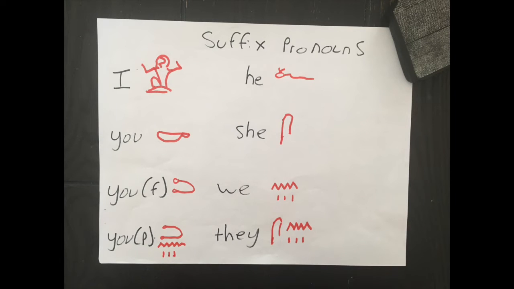Another thing to review is the suffix pronouns. So we've talked a lot about these: I, you, feminine, plural, he, she, we, and they. Absolute words you want to memorize, put on flashcards because they're going to come up a lot. And again, words like I could also mean me or my. It's the same word. So that's just how Egyptian works.